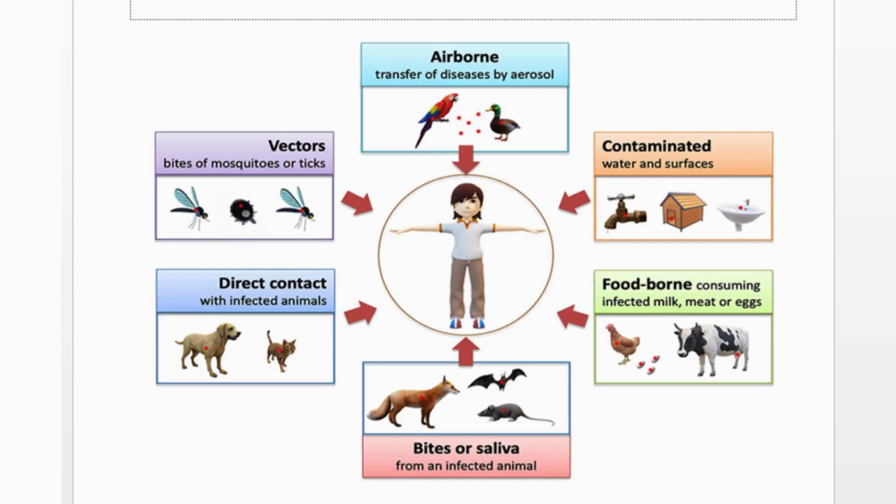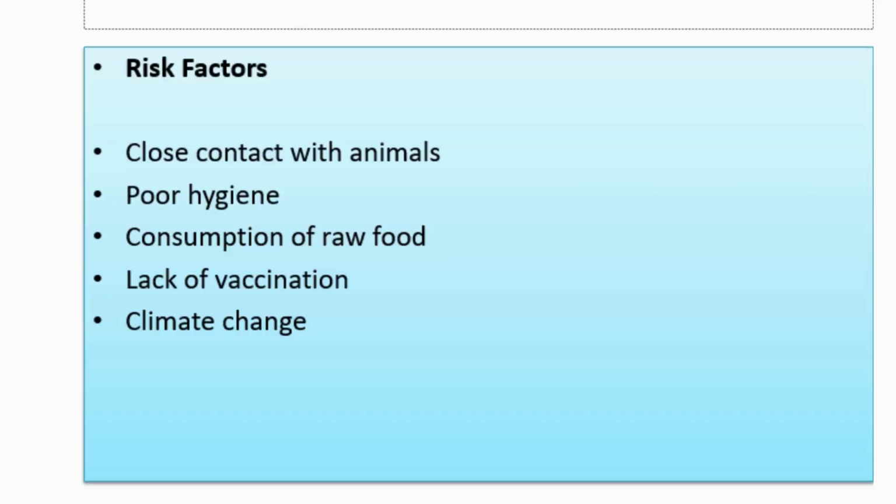So some diseases are transferred by aerosols, contaminated water and surfaces, foodborne, by consuming infected milk, meat and eggs, by bites and saliva from infected animals, by direct contact with infected animals, or by vectors such as the bites of mosquitoes and ticks. There are some risk factors, for example, close contact with animals, poor hygiene, consumption of raw foods, lack of vaccinations, and climate change.